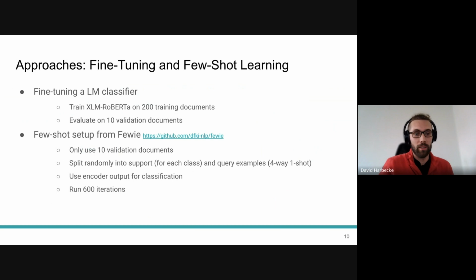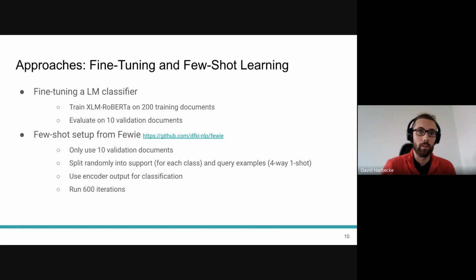Now we want to actually train a model on this data and see how well it does. We train a language model classifier. We use XLM Roberta on the 200 training documents, and then we evaluate on the 10 documents. We have another approach, not only fine-tuning a classifier, but also few-shot, using an existing setup that we have. For those, we only take the 10 validation documents, so the training documents are not used.